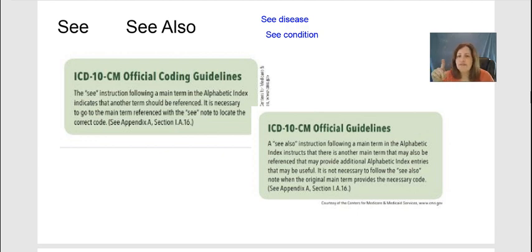You're getting more and more frustrated because you're doing what it says and it isn't successful. And you're like, what the heck? The problem is you misunderstood it from the get-go. When you look up heart and it says see condition, it does not want you to look up the word condition. When it says see disease, it does not want you to look up the word disease. It wants you to look up what the disease is.